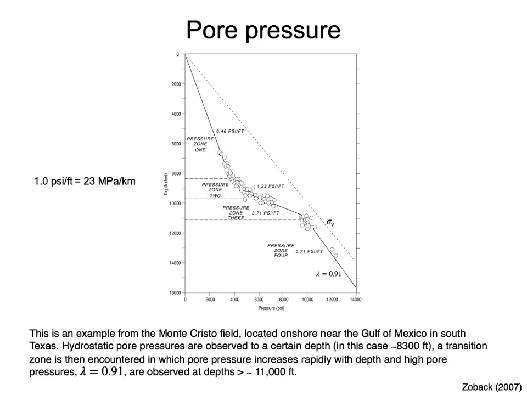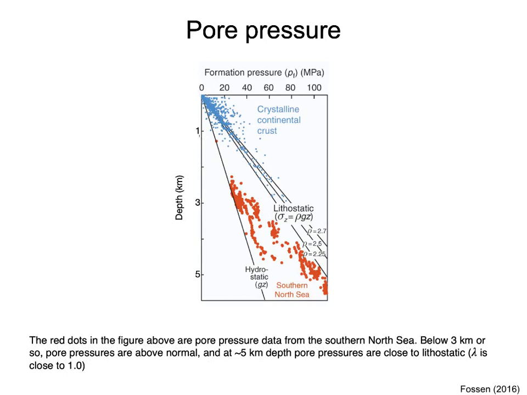This is an example from an onshore field near the Gulf of Mexico, in South Texas. Hydrostatic pore pressures are observed to a certain depth of about 8,300 feet. A transition zone is then encountered in which pore pressure increases rapidly with depth, and high pore pressures, lambda equal to 0.9, are observed at depths larger than 11,000 feet. The red dots in the figure are pore pressure data from the southern North Sea. Below 3 kilometers or so, pore pressures are above normal, and at about 5 kilometers depth, pore pressures are close to lithostatic, that is, lambda is close to 1.0.